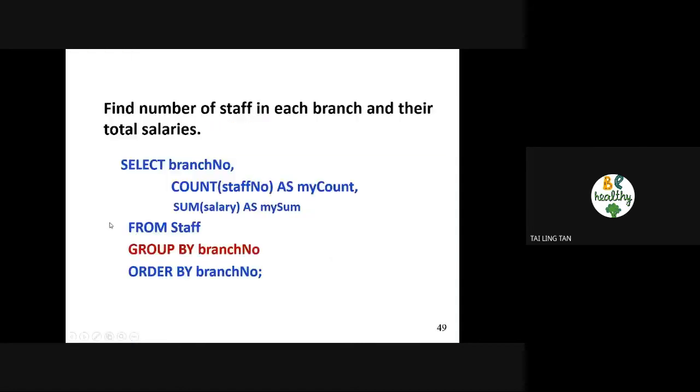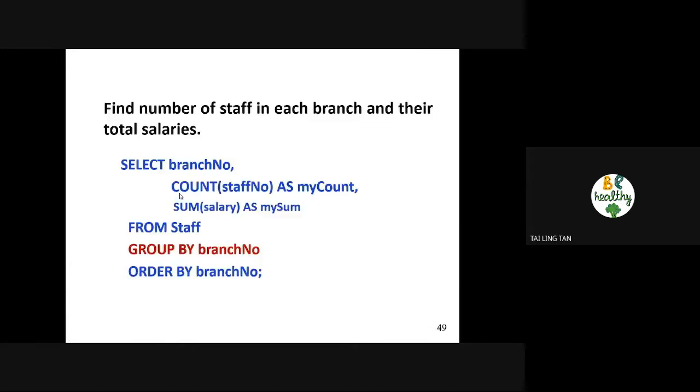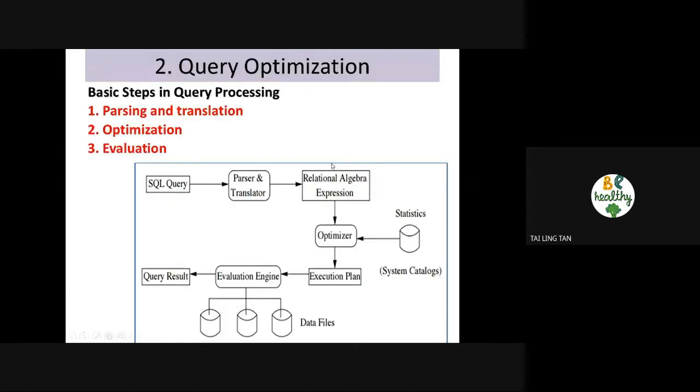So let's say we want to select the branch number. If the branch number is not even there, then this SQL won't be executable. Okay, so this is the checking for this part. It does the checking first, before you actually pass it to the optimizer.